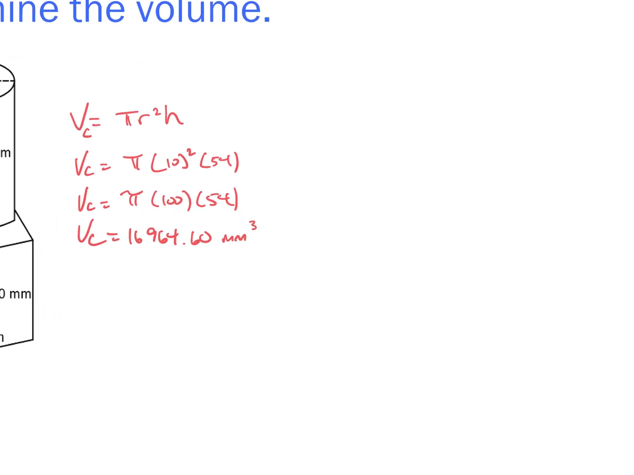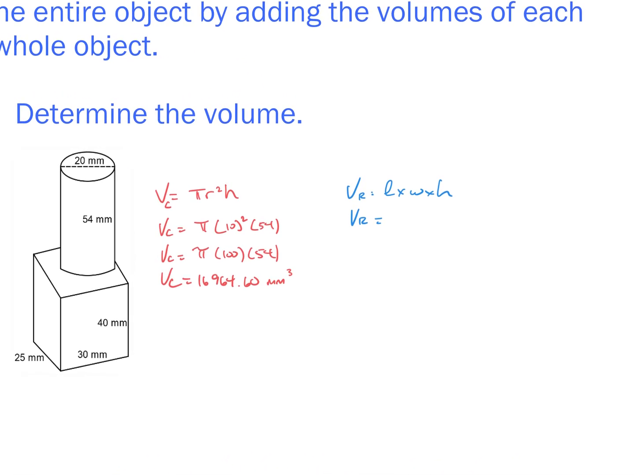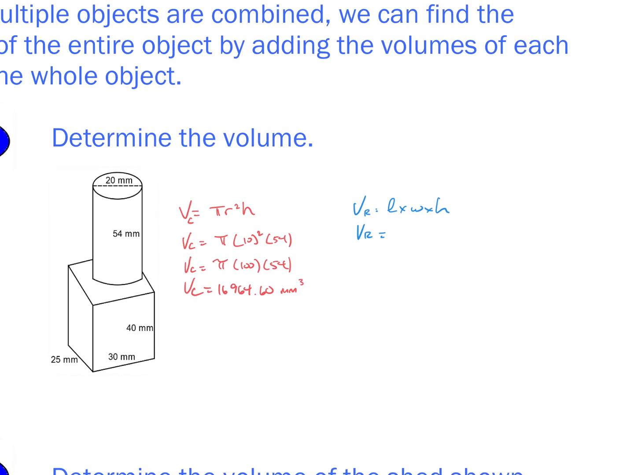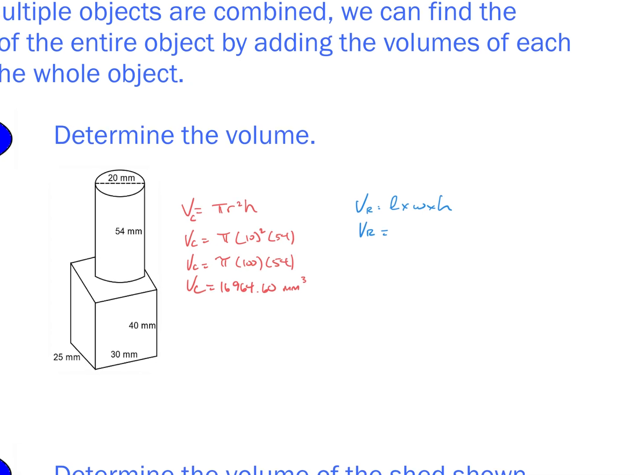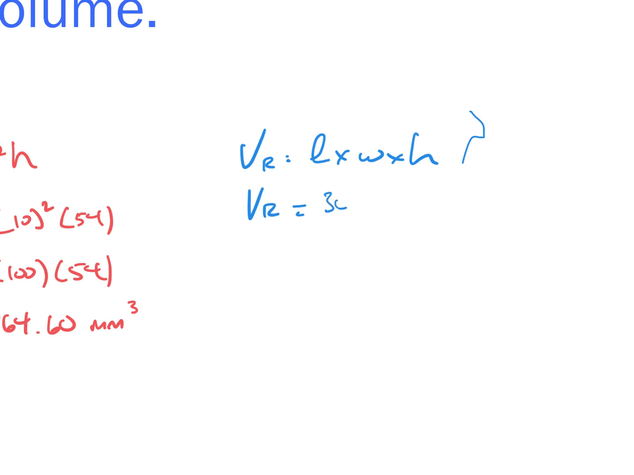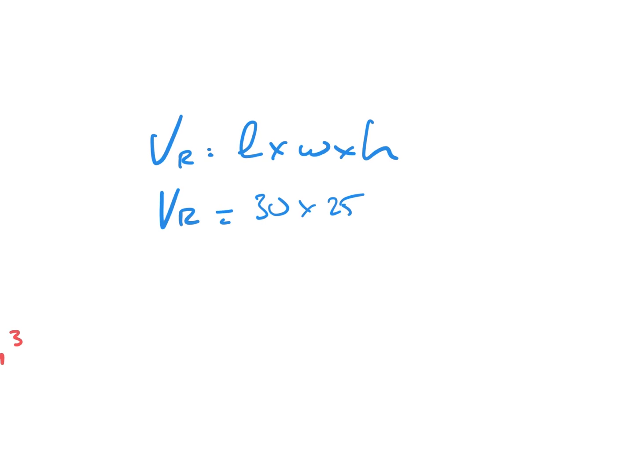We'll do the same thing to find the volume of the rectangular prism. And the volume of a rectangular prism, we just had one of these on a quiz: length times width times height. What's the length of the rectangular prism? 30, thank you. What's the width? 25, thank you very much. And the height? 40, you betcha. So we're going to go 30 times 25 times 40.